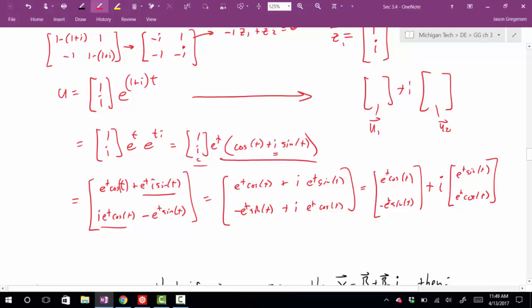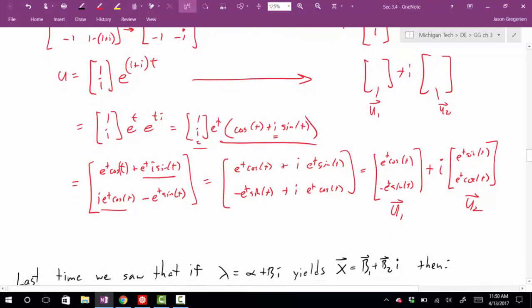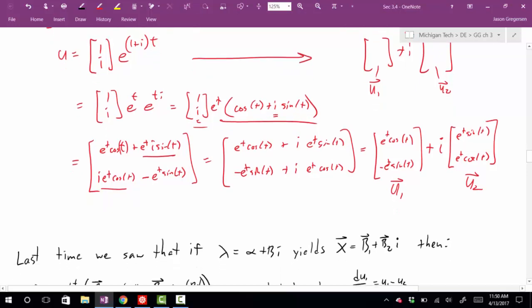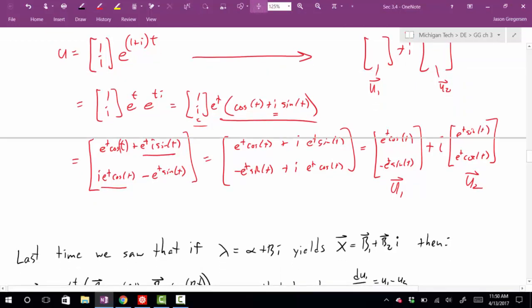Once I'm in this form, I know that I can just use the real part as one solution. I can just use the complex part as one solution. The complex part is the real vector. It does not include the I that is in front of it. Okay? Any questions about that manipulation? Just a little vector addition stuff.